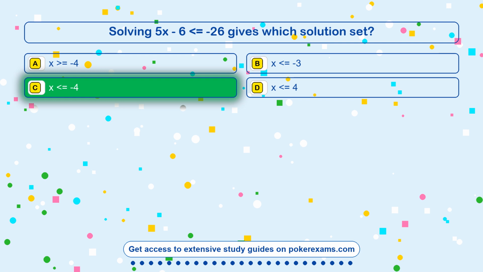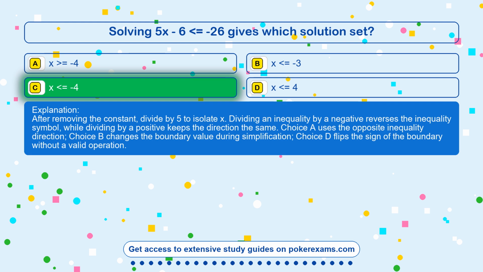The correct answer is option C, x equals minus 4. After removing the constant, divide by 5 to isolate x. Dividing an inequality by a negative reverses the inequality symbol, while dividing by a positive keeps the direction the same. Choice A uses the opposite inequality direction, choice B changes the boundary value during simplification, choice D flips the sign of the boundary without a valid operation.